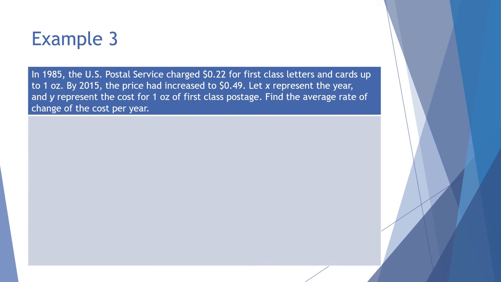In 1985, the U.S. Postal Service charged 22 cents for first class letters and cards up to 1 ounce. By 2015, the price had increased to 49 cents. Let x represent the year and y represent the cost for 1 ounce of first class postage. Find the average rate of change of the cost per year. Rate of change, I said, is slope. So we're looking for the slope.